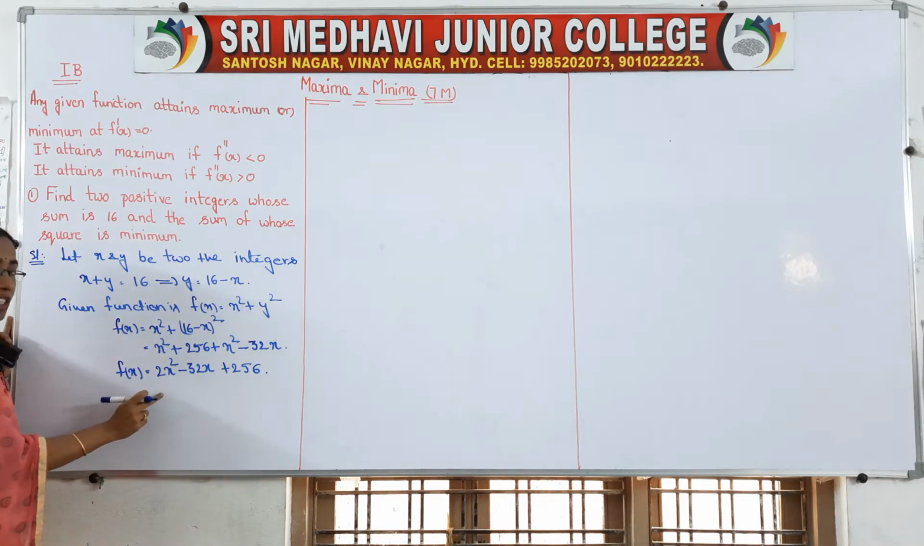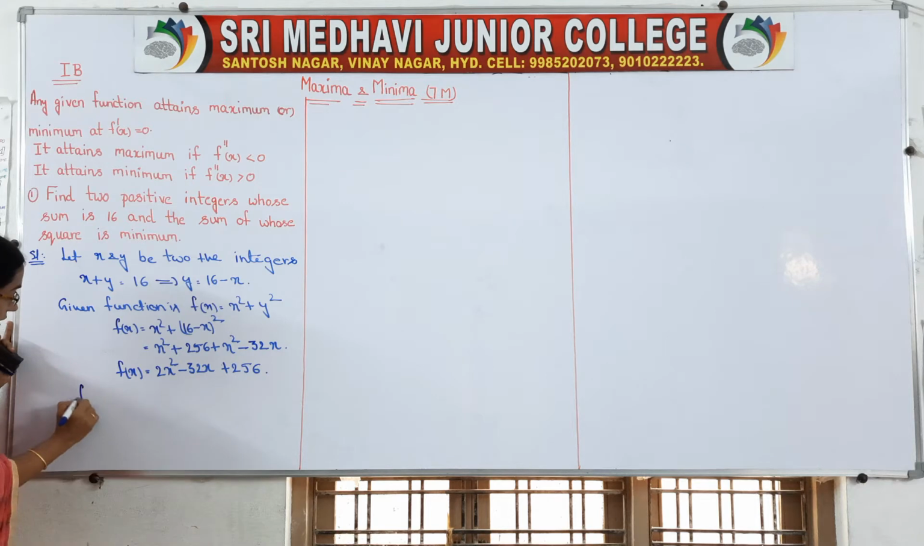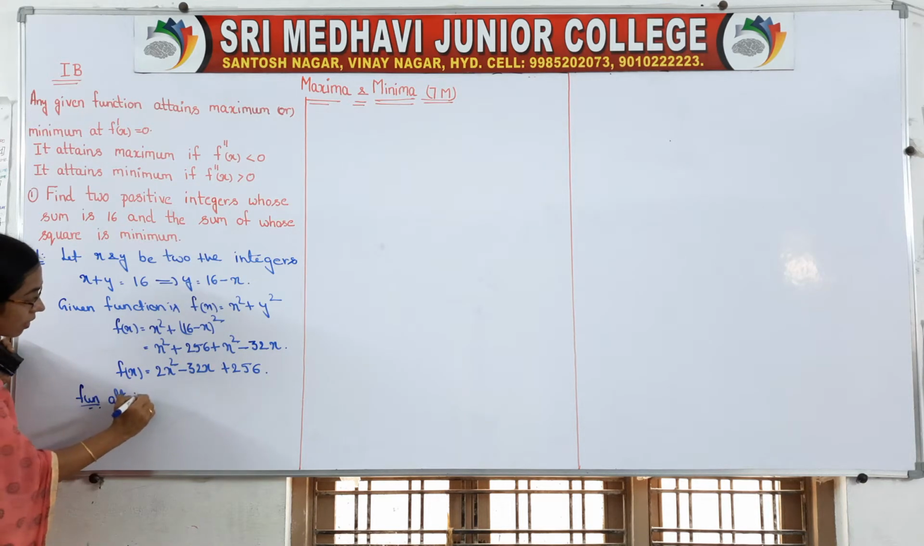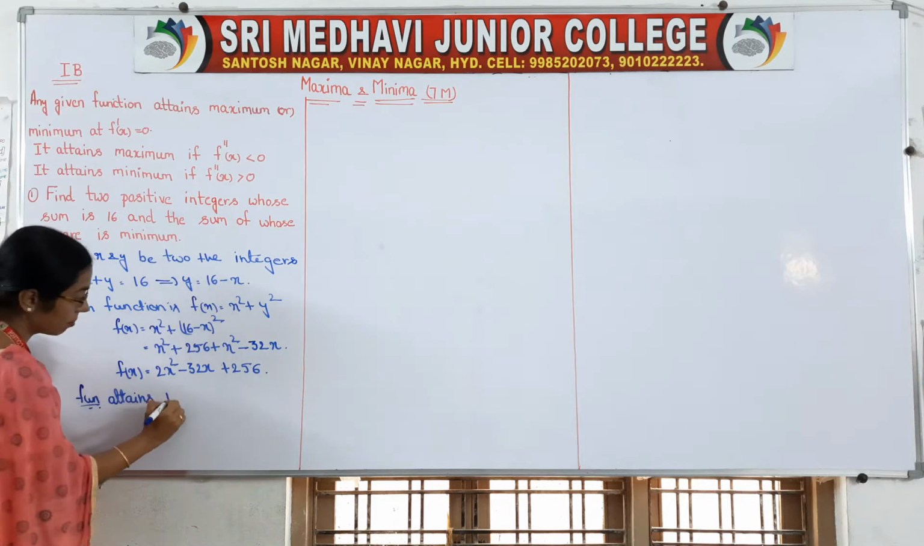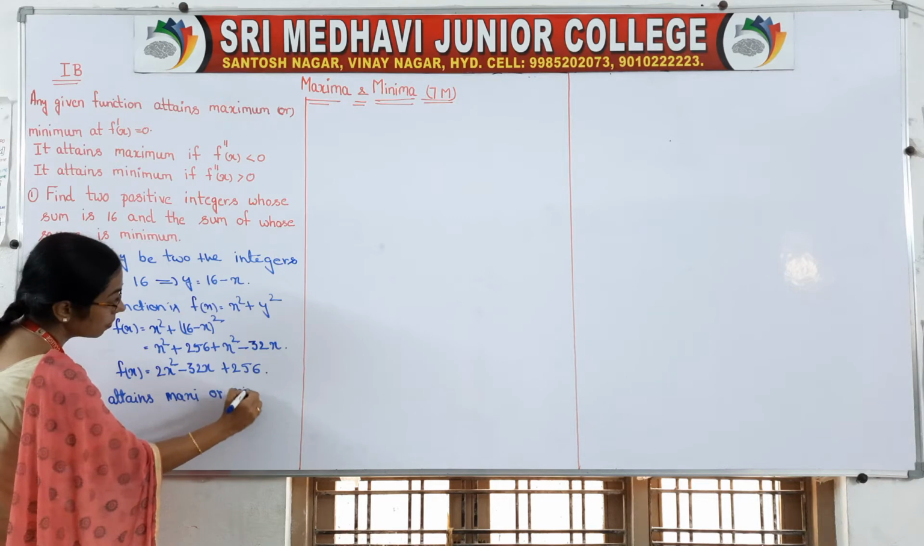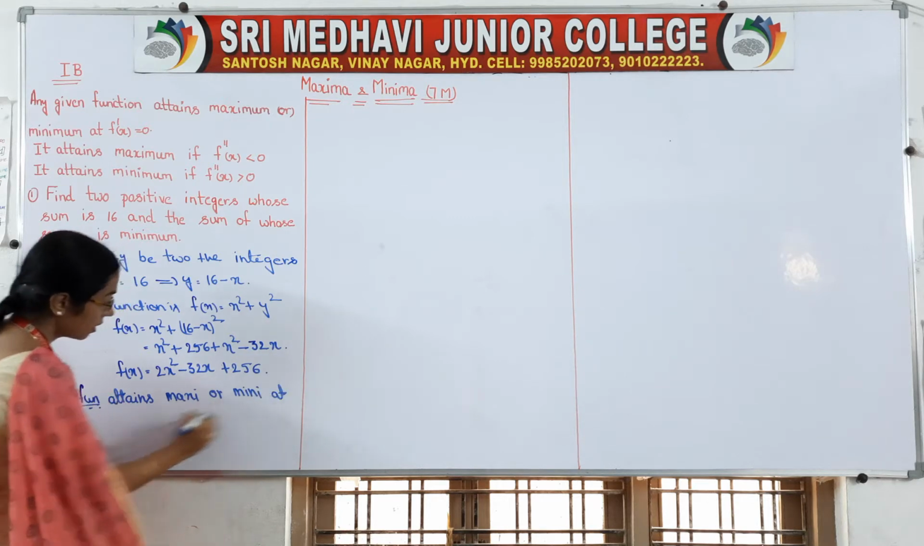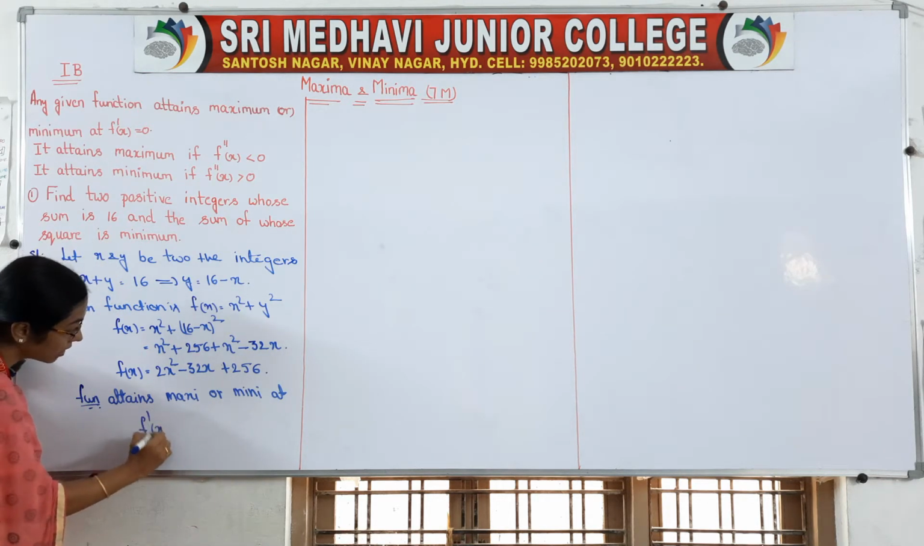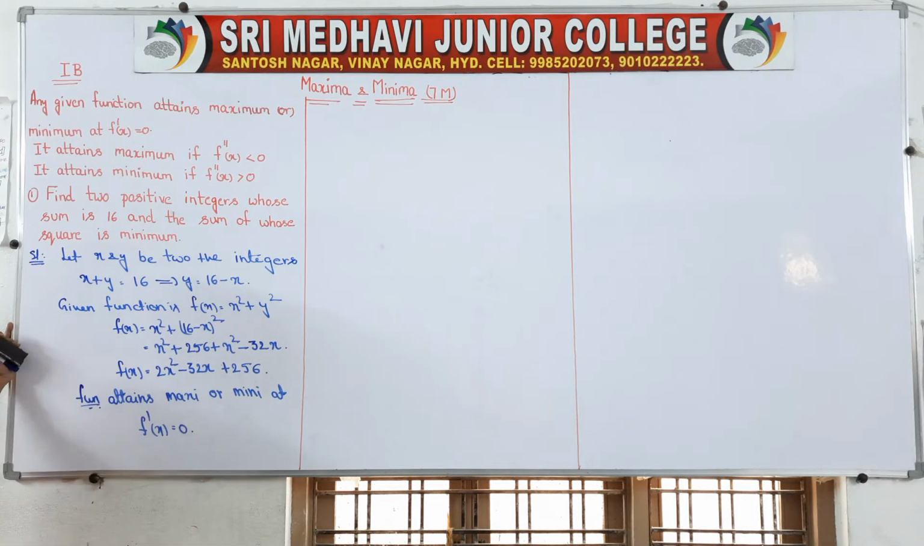So this function attains either maximum or minimum at the point where f dash x is equal to 0. So for that we need f dash x.